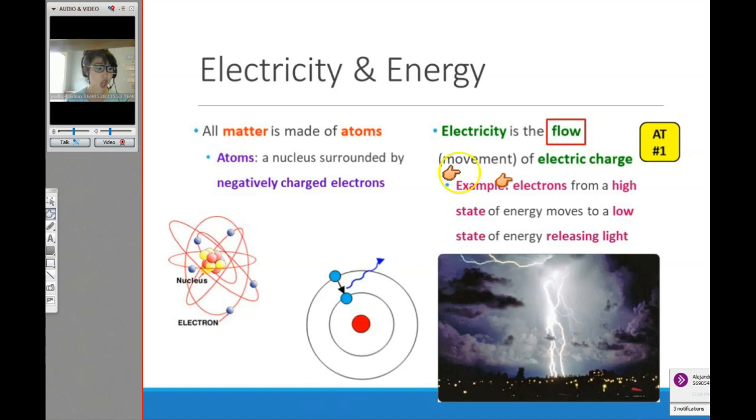So for example, when you see lightning or when you see light being emitted from atoms, that is due to electrons going from a high state of energy to a lower state of energy, releasing light. Okay, so electricity, very, very important. This is number 1 in your ticket. Electricity is the flow, F-L-O-W.